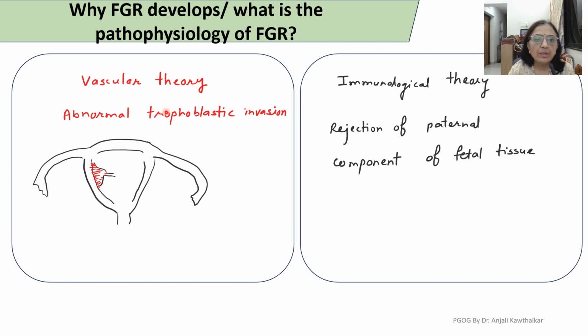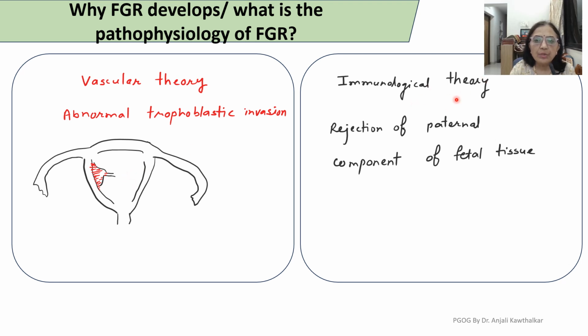As per the vascular theory, there is abnormal trophoblastic invasion. As we have already seen for the hypertensive disorders in pregnancy, especially preeclampsia, and for the fetal Doppler also, we have seen what is happening. Whenever there is an abnormal placentation with abnormal trophoblastic invasion, this is the vascular theory: because of abnormal trophoblastic invasion, there is development of fetal growth restriction.